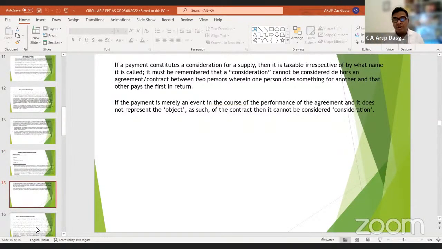So maybe I'm a government body, or maybe I'm a body which has called for some tender. There is the earnest money, and since the tender participants cannot fulfill the condition, I have to forfeit the earnest money. So in this case, it has been clarified that this is just a compensation and this is not a consideration, because I am not providing any service to the person who is participating in the tender.